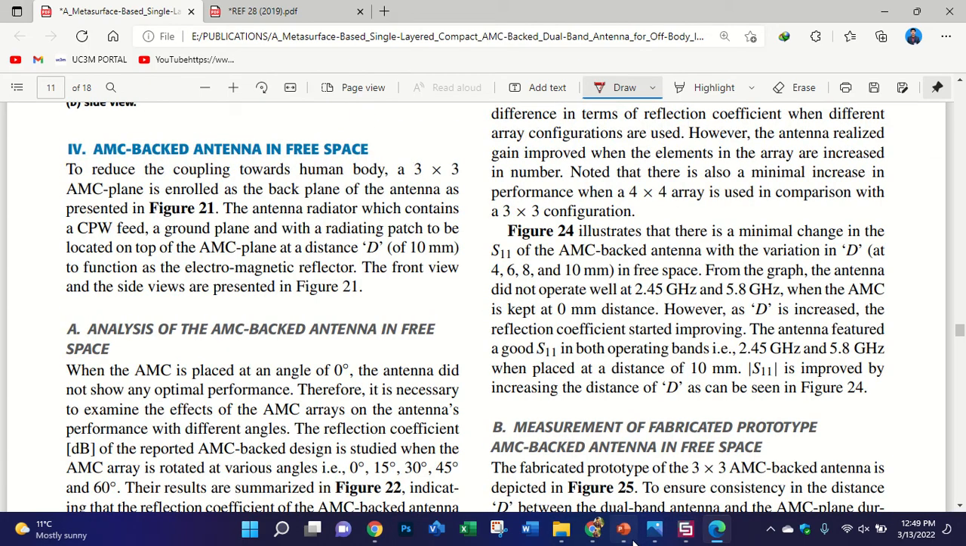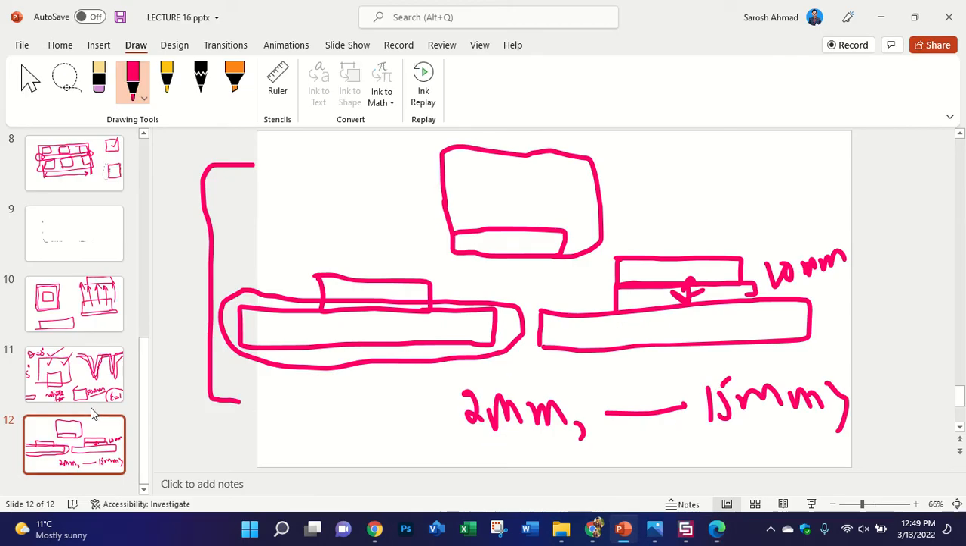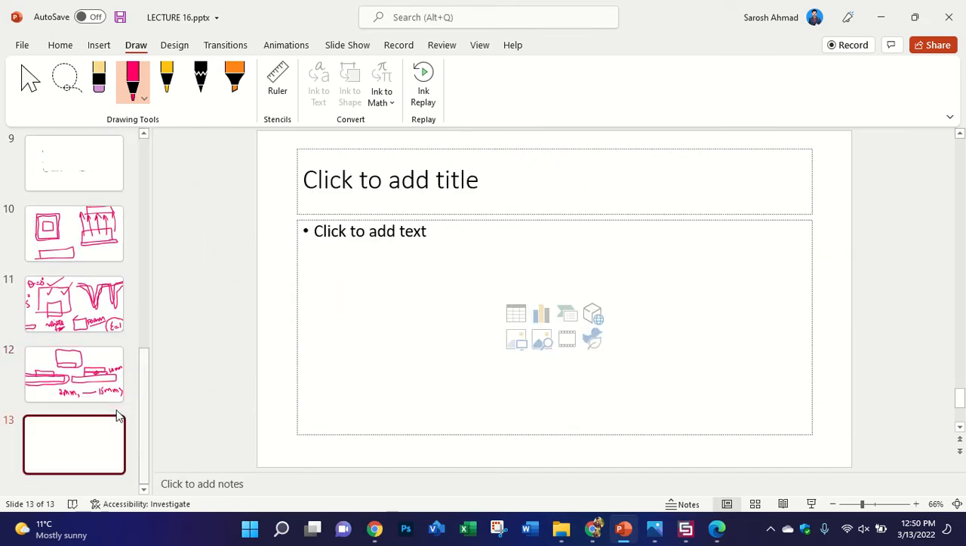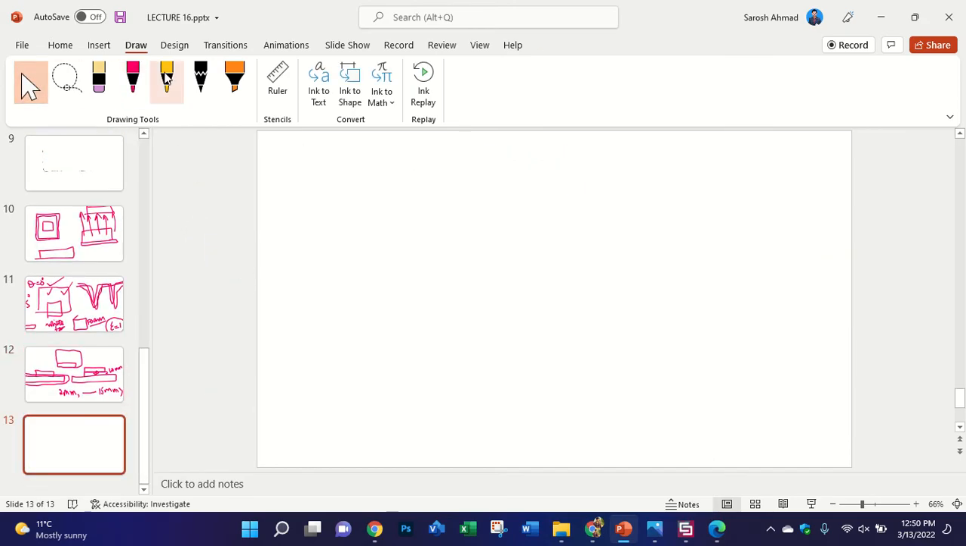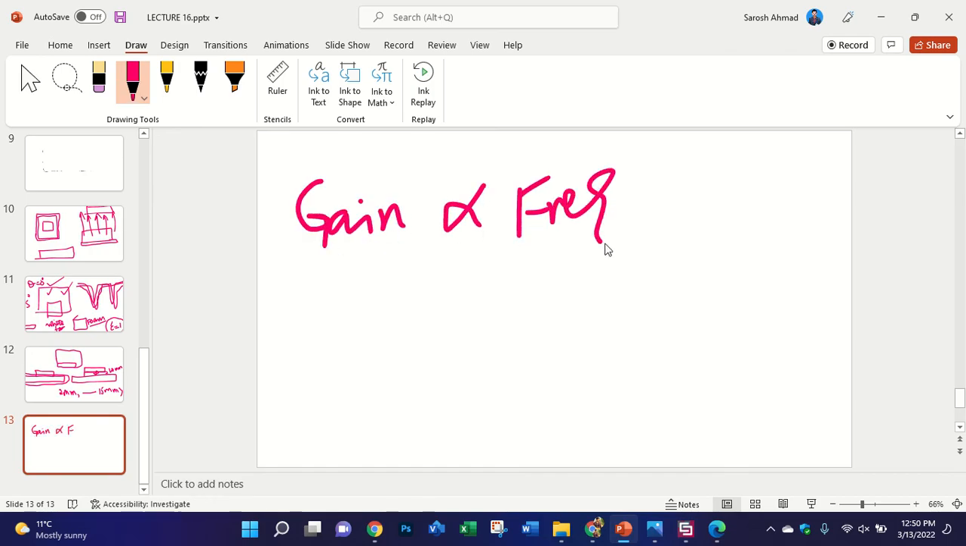When you increase the frequency, your gain increases, because gain is directly proportional to the frequency. That's why at the millimeter wave band it is necessary to have more than 7 dB when you are approaching the higher frequency band. So gain is directly proportional to the frequency.